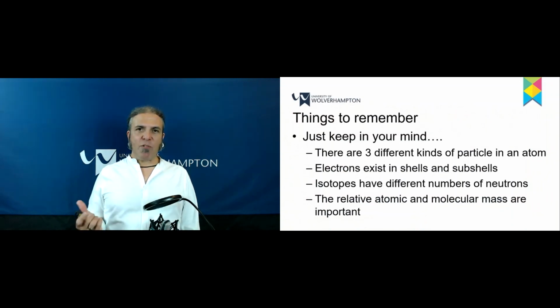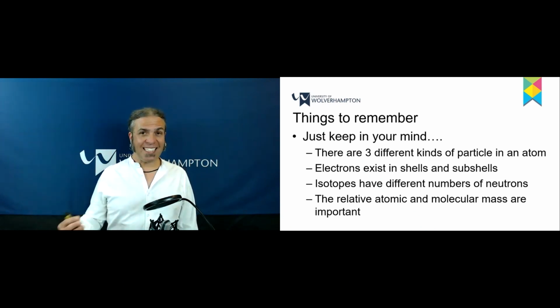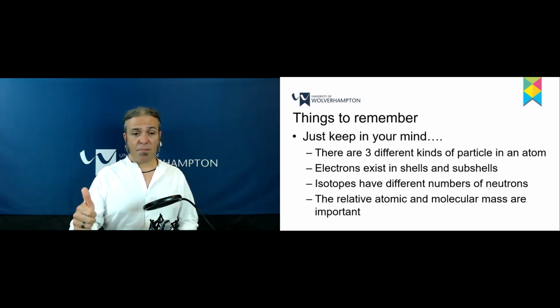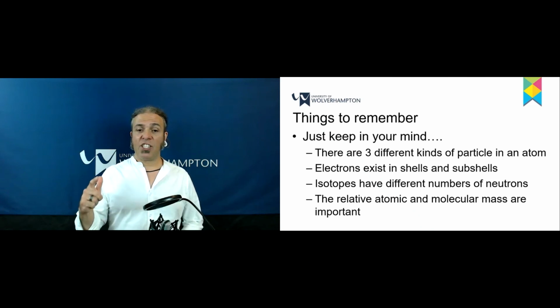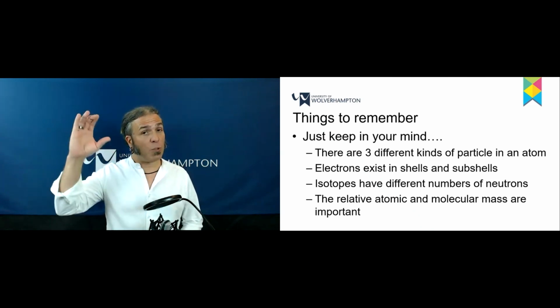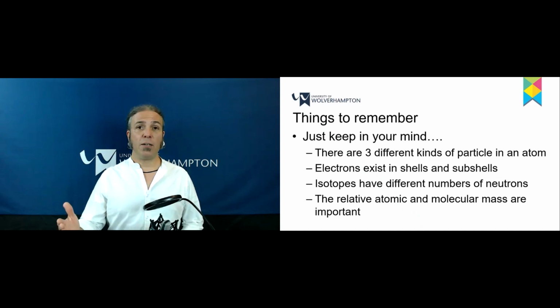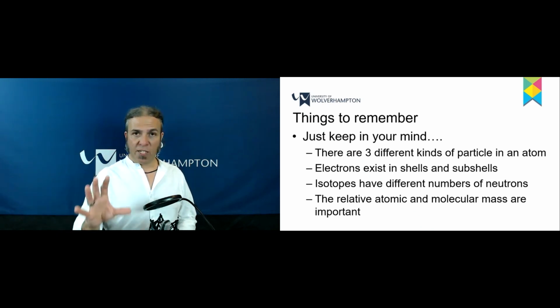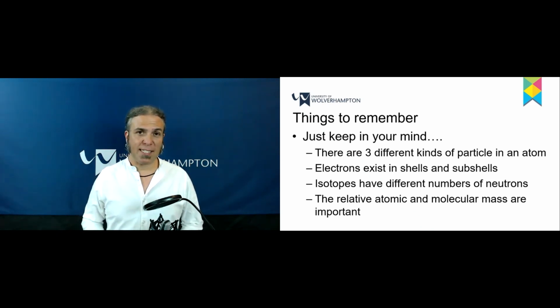So just a few things to remember then, and keep these in mind for when we're moving through some of the other catch-up sessions that you're going to be receiving from the fantastic STEM response team and staff at the University of Wolverhampton. Remember, there are 3 kinds of particle in an atom. Electrons exist in shells, but there are also subshells between those shells. Isotopes have different numbers of neutrons, and the relative atomic and molecular mass are different, but vitally important to understanding how things work.